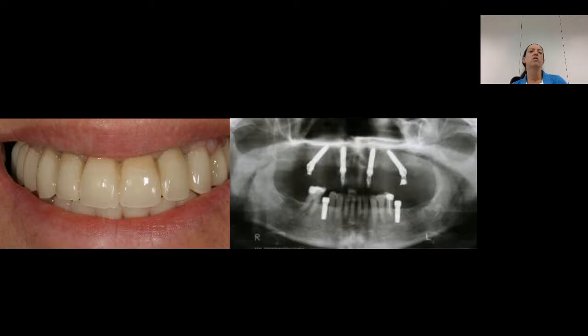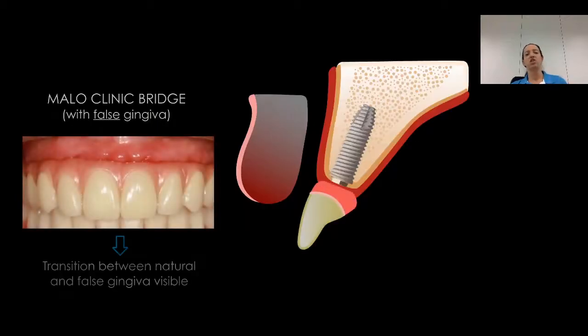But in terms of long term, in terms of aesthetics, in terms of patient comfort, we think that it's better to go with the other type of prosthesis. But on the other hand, if I go with a false gingiva, I cannot see the transition zone between the natural and the false gingiva, because that would kill aesthetics completely.